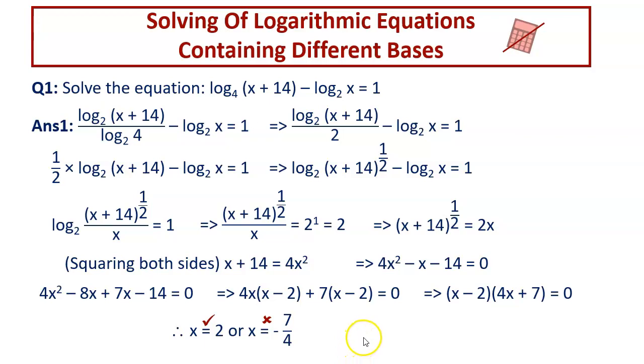Therefore, the final value and the only value of x that we have is x equal to 2. This is our answer for the given logarithmic equation log of x plus 14 to the base 4 minus log of x to the base 2 equal to 1. Okay?